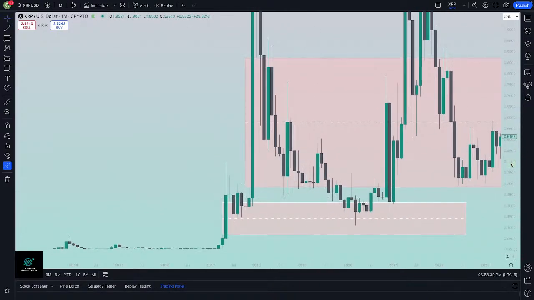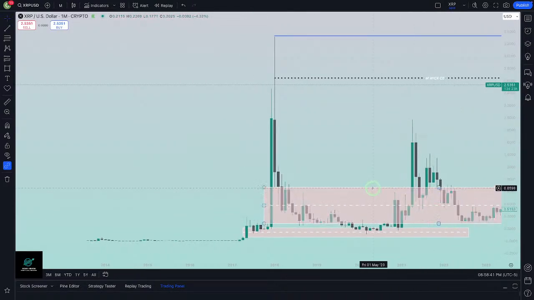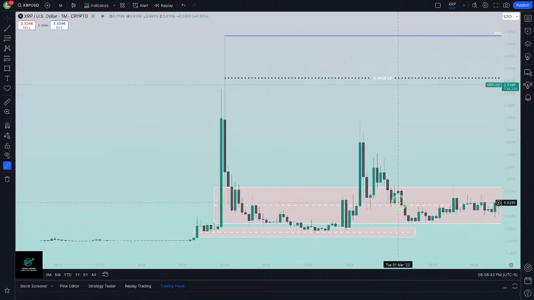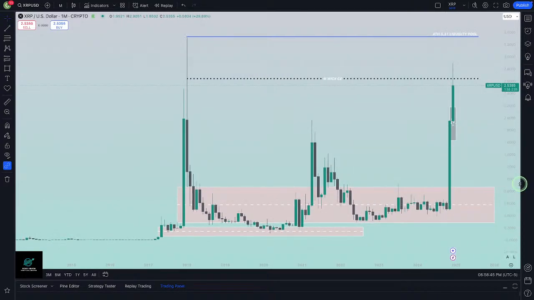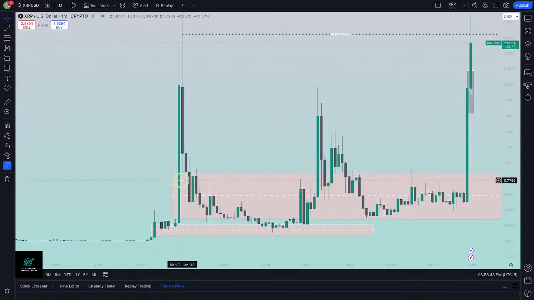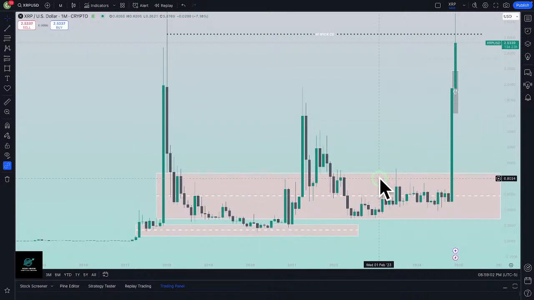Inversion fair value gaps, we can cut through them several times, going above them and below them. And you can see how they hold price inside of this one above right here. This is an inversion fair value gap where we trade below it, we trade above it, trade back down into it, consolidate inside of it, and they hold price for several years inside of this fair value gap. And then finally, boom, expansion candle higher. That's an inversion.